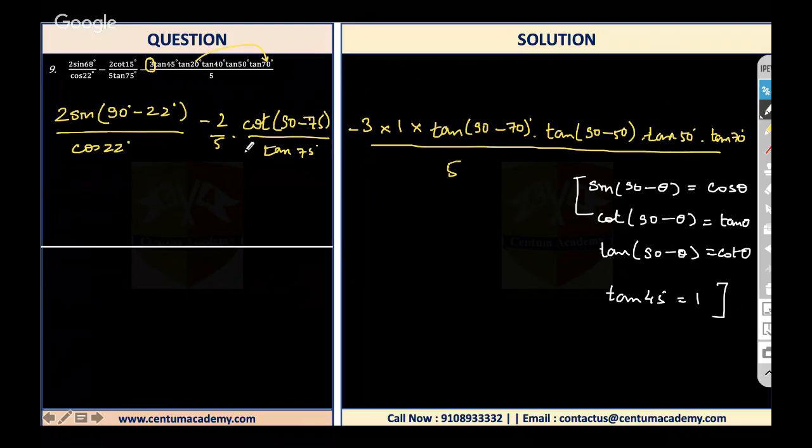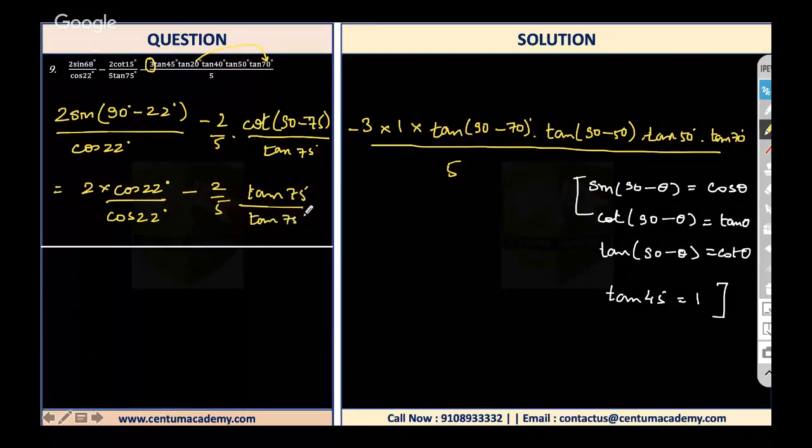Okay, now if you see, next step would be 2 into sine of 90 minus theta is cos 22 degrees, divided by cos 22 degrees. Okay, minus 2 upon 5, this is tan 75 degrees, 75 degrees. You must be tempted many times. You would be tempted to skip these steps. But ideally, I would recommend that you should write it.